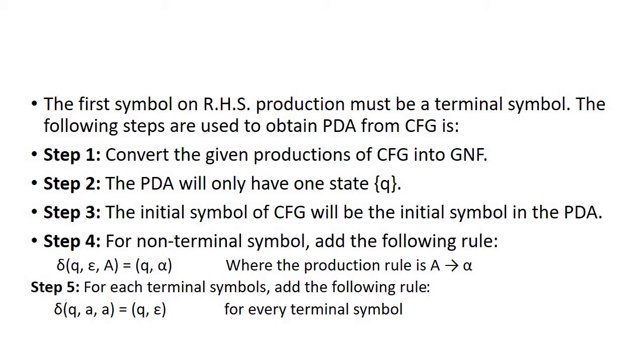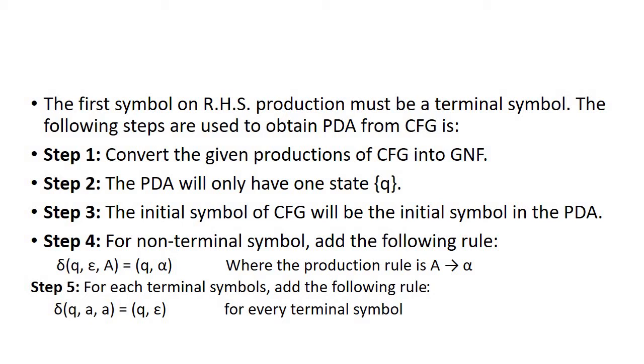And you all know what GNF is. GNF is the Greibach normal form, which defines that every production should start with a terminal, and can have many non-terminals, but there must be a terminal in the beginning. So step number 2, the PDA will only have one state, that is Q. Step 3, the initial symbol of the CFG will be the initial symbol of the push down automata. So the start symbol for both the grammar and the push down automata remains the same.